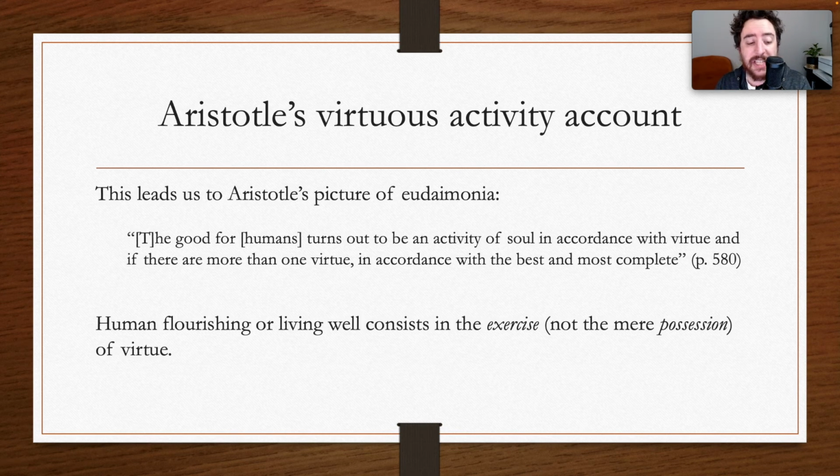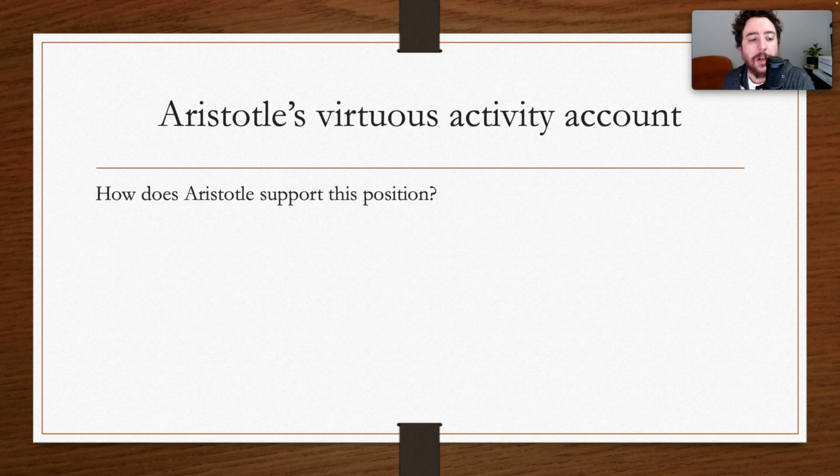The idea here is that human flourishing or living well consists in the exercise of virtue, not the mere possession of virtue. So the proper aim of a human life, the good life, is not just to be a virtuous person, to have virtue. It's also to be in an environment and situation that allows you to practice and exercise that virtue. It's about engaging in the activity of expressing virtue. So how does Aristotle support this position?